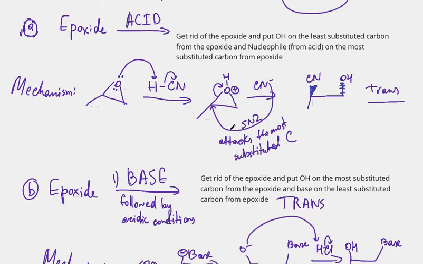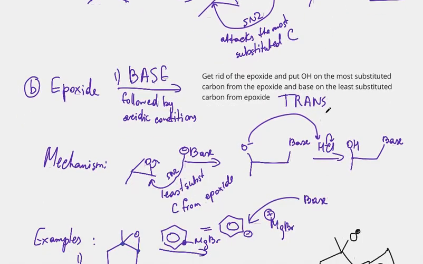So here we have CN minus attacking the most substituted carbon. The bond between carbon and oxygen breaks to give me OH. And so I have OH and I have CN. CN went to the most substituted carbon. Remember, look at this carbon. It's connected to 2 carbons, so it's secondary. This carbon is only connected to 1, so it's primary. So we went to the most substituted carbon, to the secondary one. CN attached to the most substituted carbon. OH attached to the least substituted carbon. Stereochemistry will be trans. It's going to be either wedge CN dash OH or a dash CN wedged OH as my products.